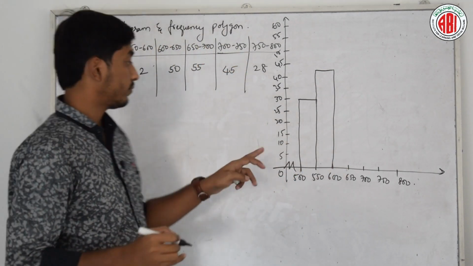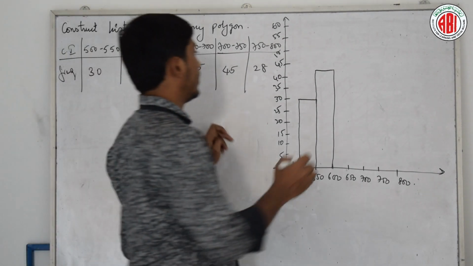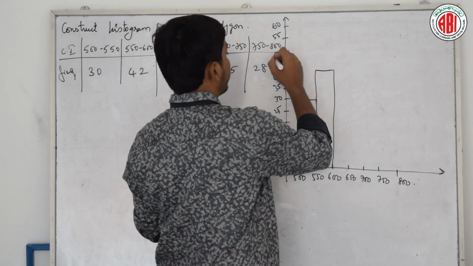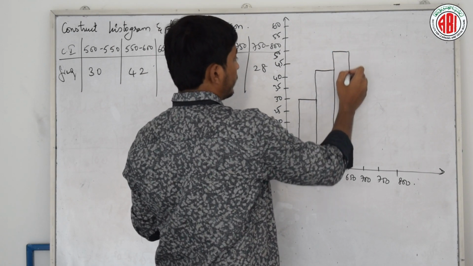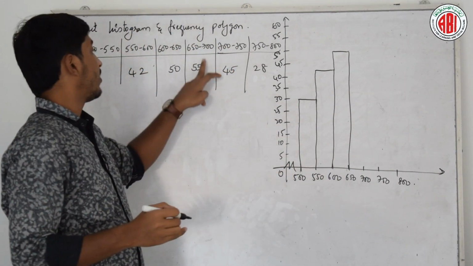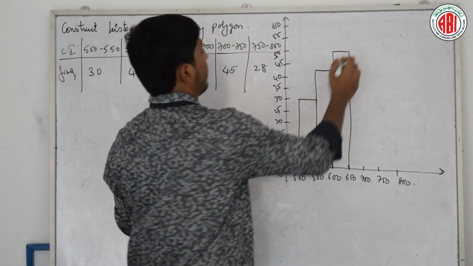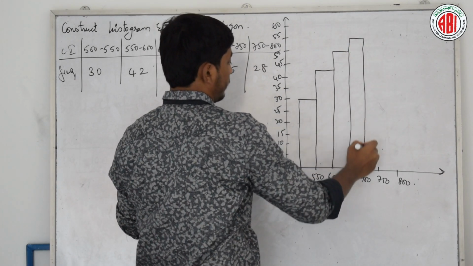Is it fine? After that, 600 to 650 is 50. 600 to 650, this is 50. Is it clear? Then again 650 to 700 is 55.